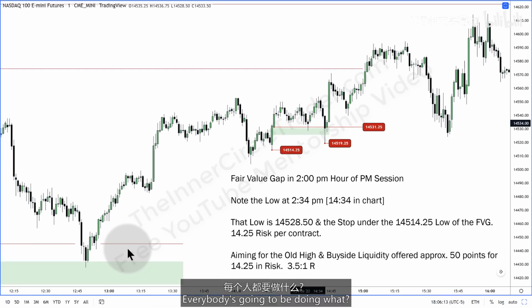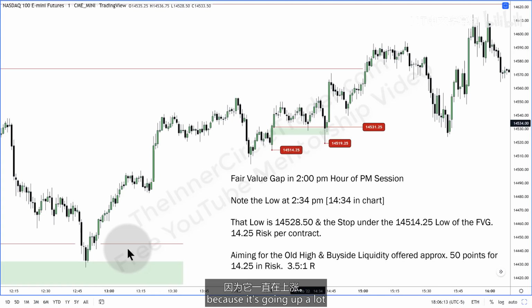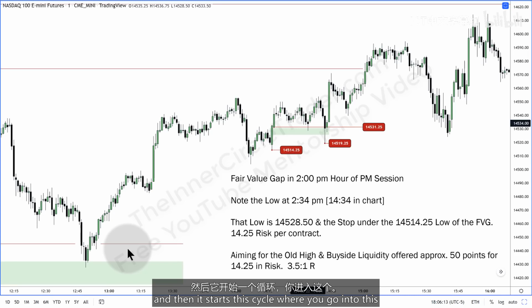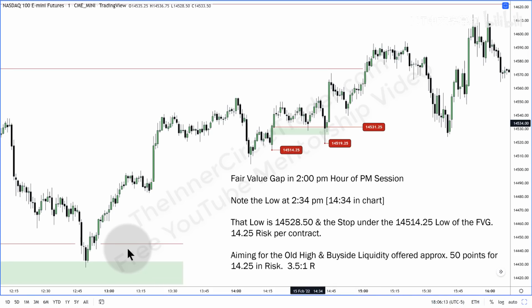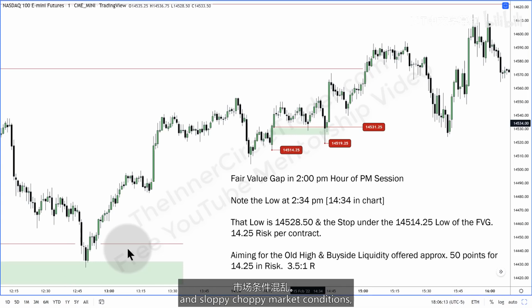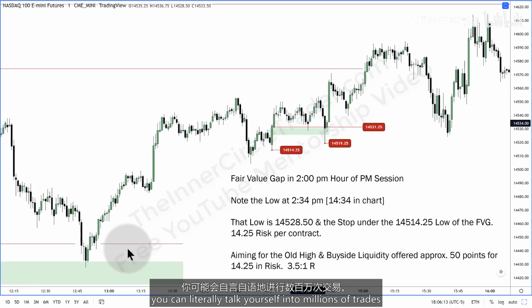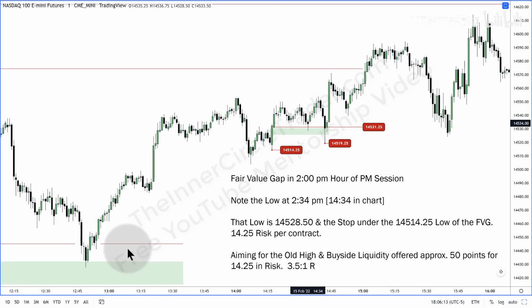Don't trade it. Everybody's going to be doing what? Think about it. Everybody woke up and saw these markets and they all wanted to do what? They wanted to buy it because it's going up a lot and they want to chase it. That idea leads many times to losing trades, and then it starts this cycle where you go into this chasing, and then when the market does these sideways consolidations and sloppy, choppy market conditions, it's literally like a blowtorch on your account. If you don't know how to stop, or if you don't know what you're doing, you can literally talk yourself into millions of trades and then draw the account down.